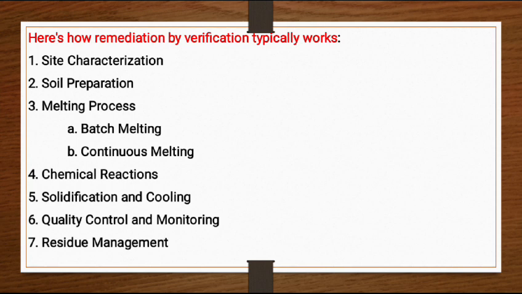And next one is solidification. We have got a glassy mass, so we have to go for solidification and cooling. After melting, the molten glass-like material is poured and cast into molds or containers, where it solidifies and cools to form a stable glassy product. Rapid cooling techniques may be employed for this process.